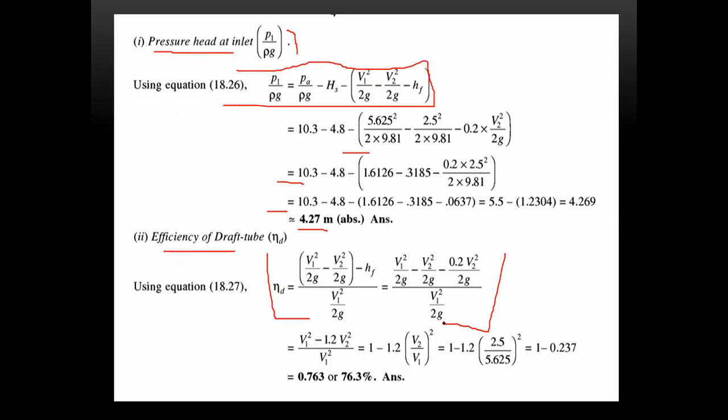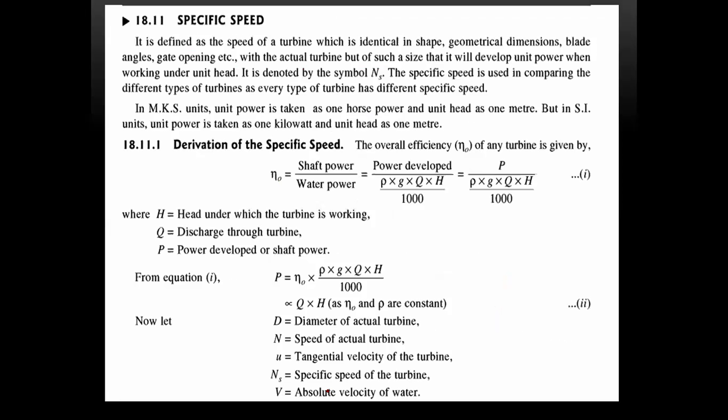Now after substituting all the values and solving the problem, you are getting 76.3% draft tube efficiency. Now the next topic is specific speed. Specific speed is defined as the speed of a turbine which is identical in shape, geometrical dimensions, blade angles, and gate opening, but of a size that will develop unit power when working under unit head, denoted by NS, right?